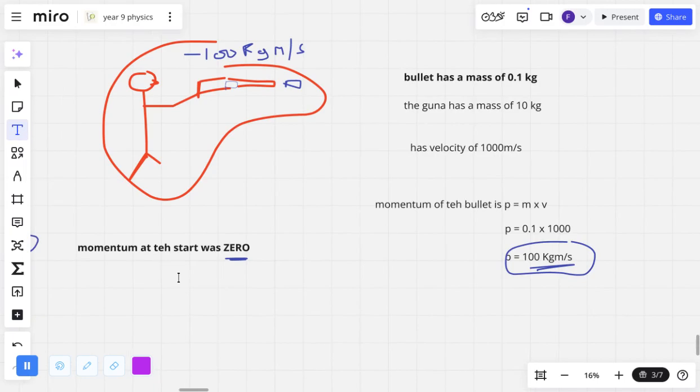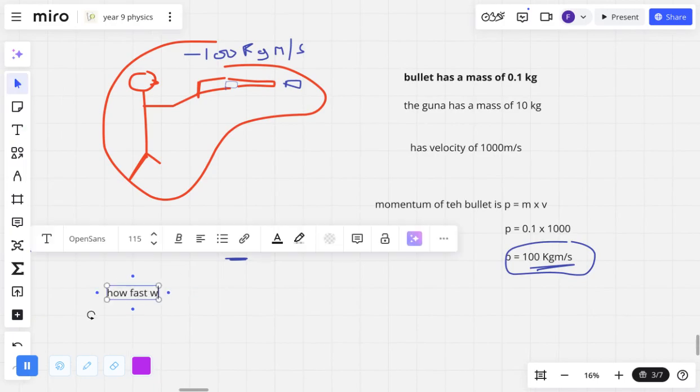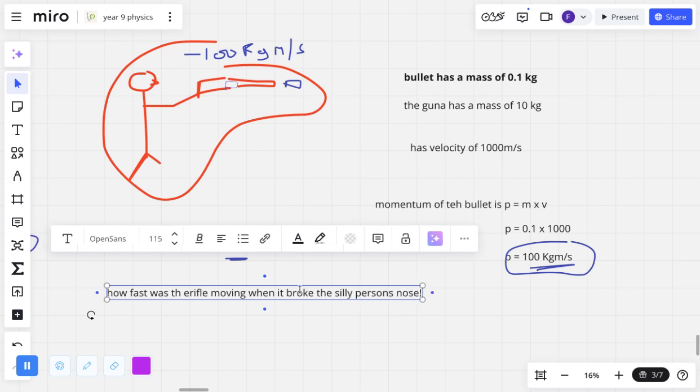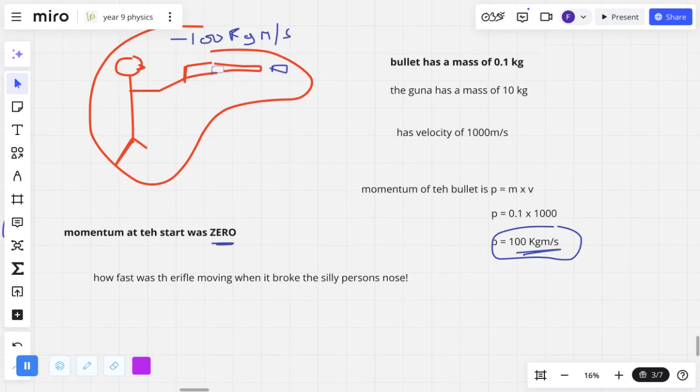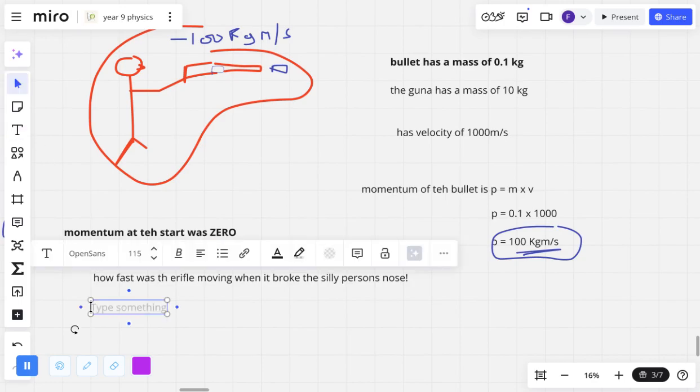So then we can ask a question. Dude, well, how fast was the rifle moving when it broke the silly person's nose? All right, so how fast was it moving? Well, we know if the bullet's got a momentum of 100 kilogram meters per second, then the rifle must have a momentum of minus 100 kilogram meters per second. So we can write this out and say, right, the momentum of the rifle is minus 100, equal to the mass times velocity.